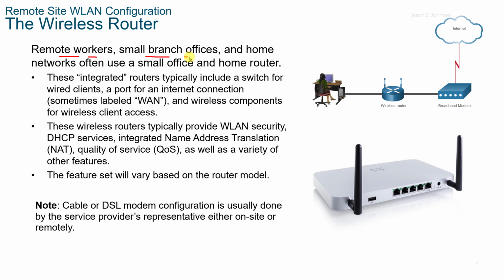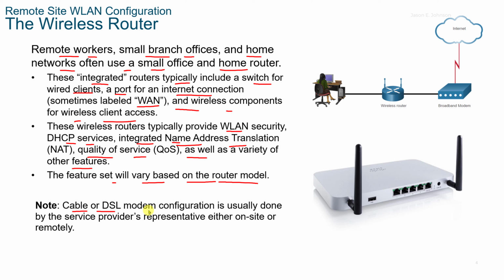Remote workers, small branch offices, and home networks or SOHOs often use a small office and home router. These integrated routers typically include a switch for wired clients, a port for the internet connection, sometimes labeled WAN, and wireless components for wireless client access. These wireless routers typically provide wireless LAN security, DHCP services, integrated network address translation or NAT, quality of service, as well as a variety of other features. And the feature set will vary based on the router model and router manufacturer.